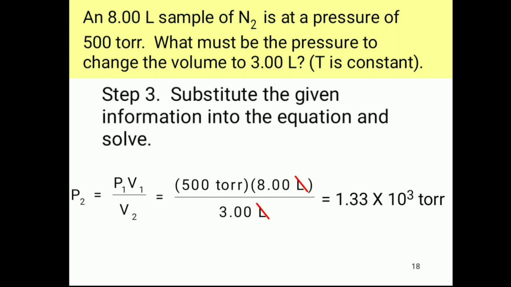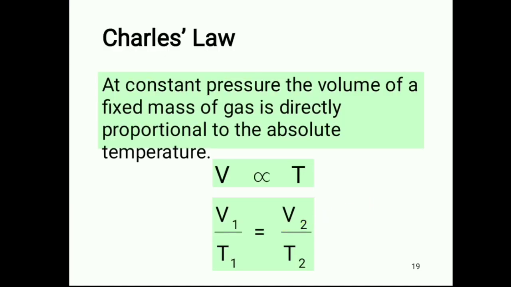So 1.33 times 10 raised to 3, moving the decimal point to the right, is equivalent to 1,333 torr. So from 500 torr, it increased to 1,333 torr. So that indeed is an increase in pressure as a result of a decrease in volume.